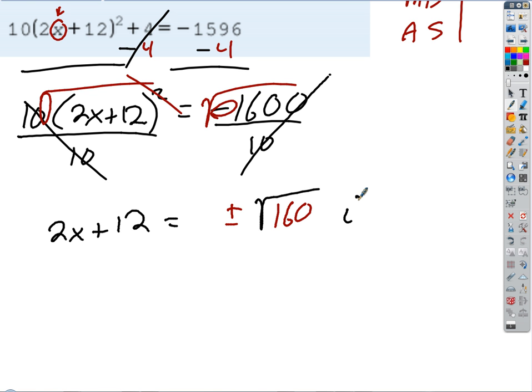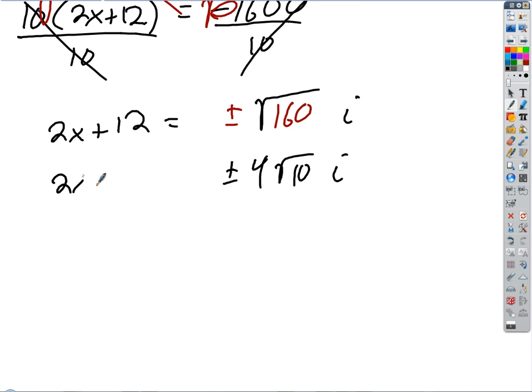What's an obvious perfect square that divides into 160? Yeah, just 16 times 10, right? So we can break this up into the square root of 16, which is 4, times the square root of 10, times i, right? We good? Yep. Okay.